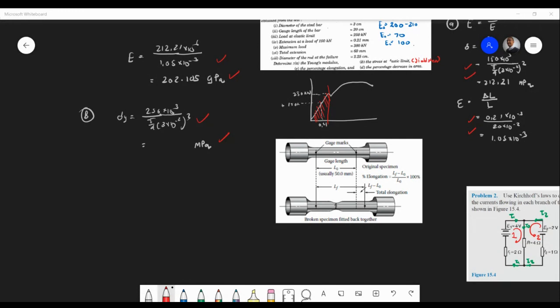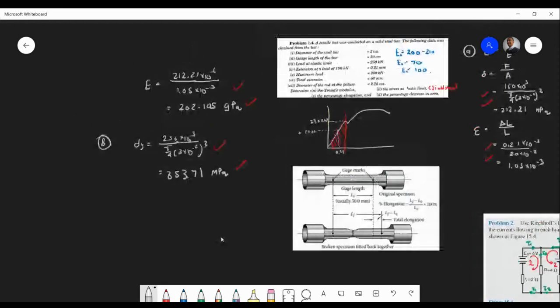What do you guys get? What's your yield stress? Yes, Sergio. 353.71 megapascals. Thank you, Chief. 353.71. Yeah, this looks like a material I've tested before.